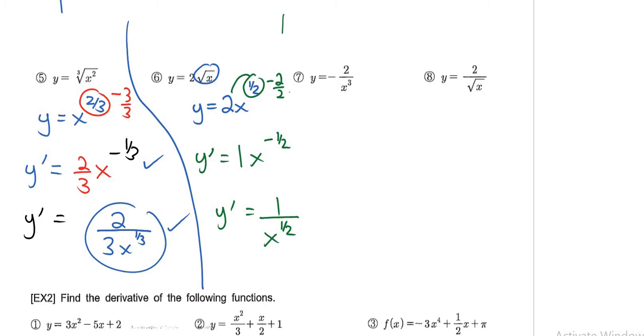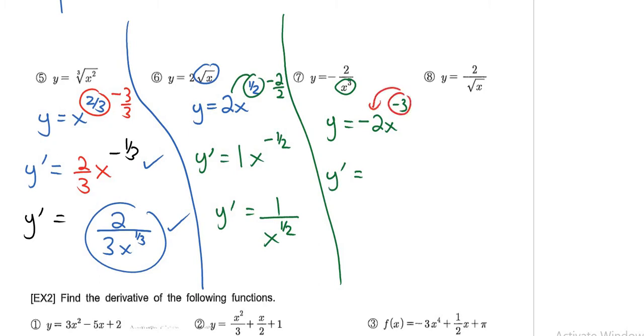Okay, moving on to question number 7 here. So for question 7, I would rewrite this so that we don't have any powers in the denominator. So this would be the same thing as y equals negative 2x to the negative 3. Then take the derivative. And then this power right here will multiply with the leading coefficient. That will give you a 6x. And then you minus 1 here, and that will be negative 4. And if you rewrite that, that's the same thing as 6 over x to the power of 4.